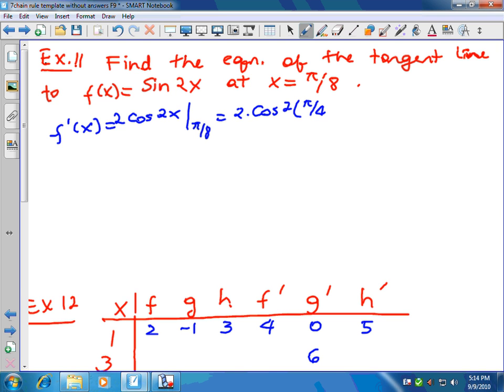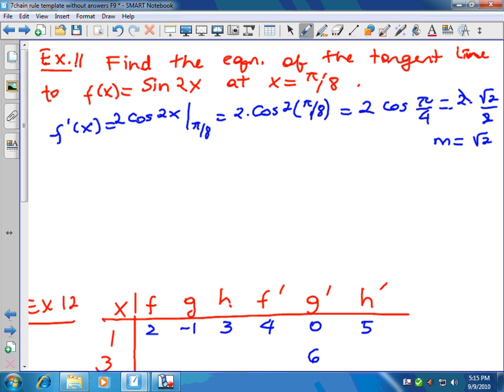And we can simplify. 2 times pi over 8 is going to be pi over 4. So we need to find now cosine of pi over 4. So hopefully you memorize your trig function values, right? And they come up very often. So in this case, it's going to be root 2 over 2, and it's being multiplied by 2. So we end up with the square root of 2 as the slope. It is the derivative, therefore it is the slope at that point.